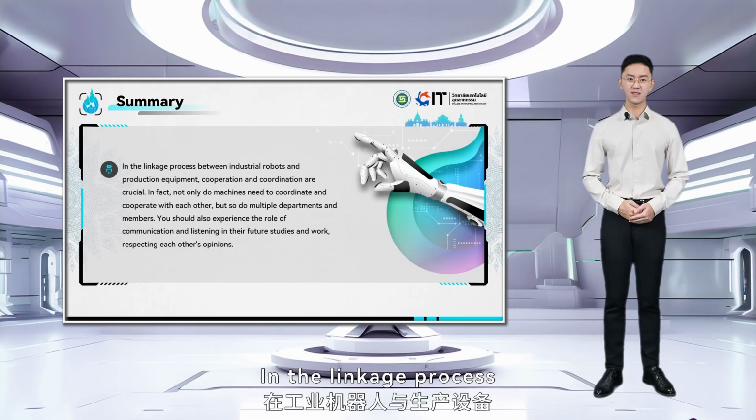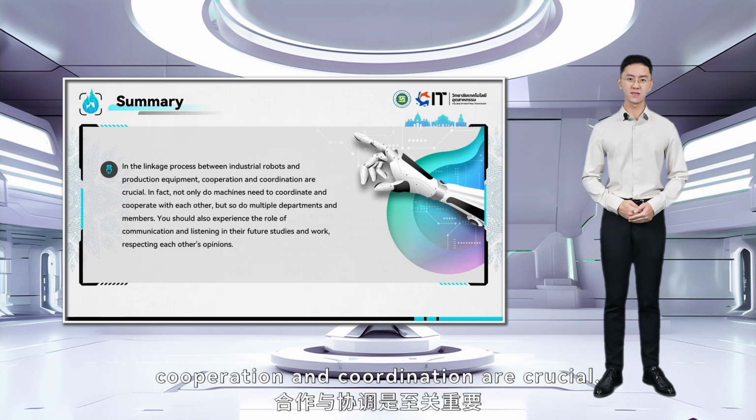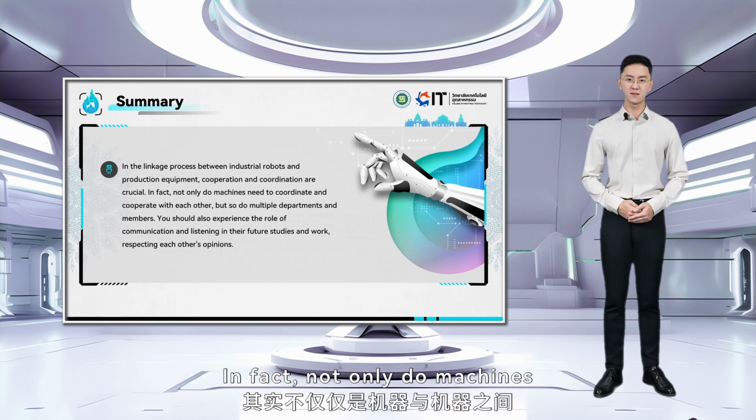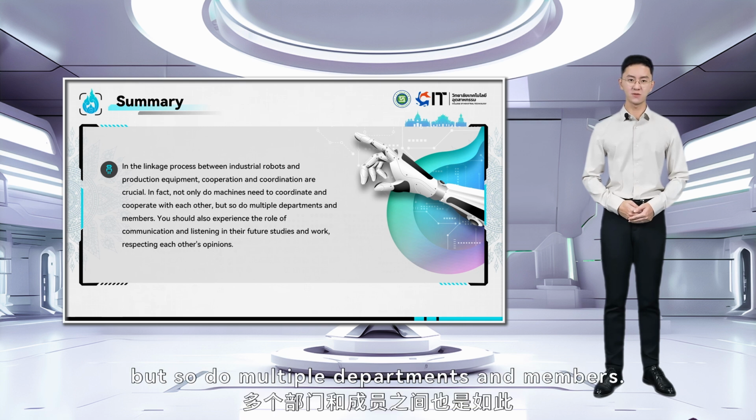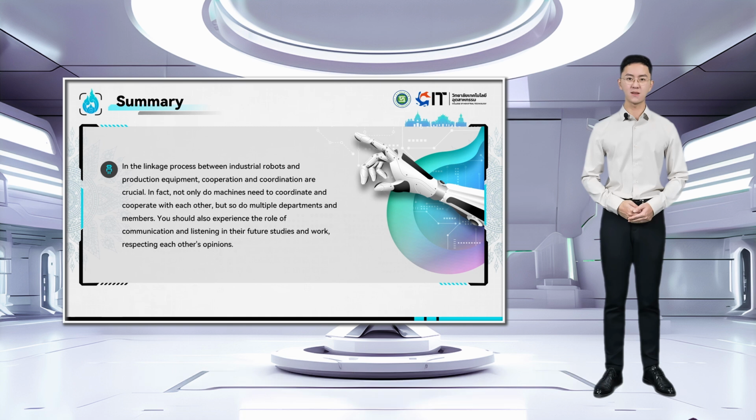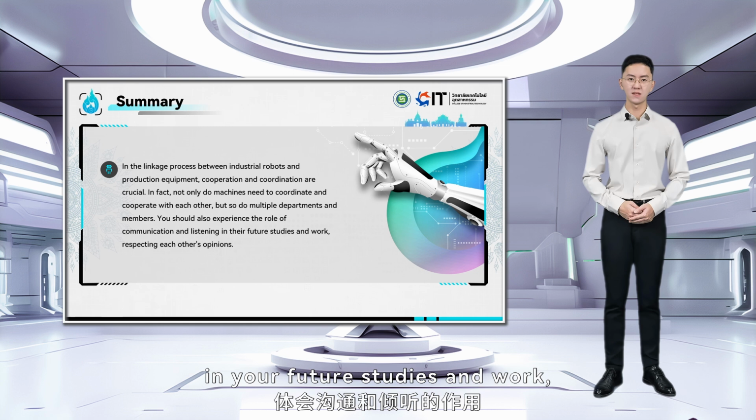In the linkage process between industrial robots and production equipment, cooperation and coordination are crucial. In fact, not only do machines need to coordinate and cooperate with each other, but so do multiple departments and members. You should also experience the role of communication and listening in your future studies and work, respecting each other's opinions.